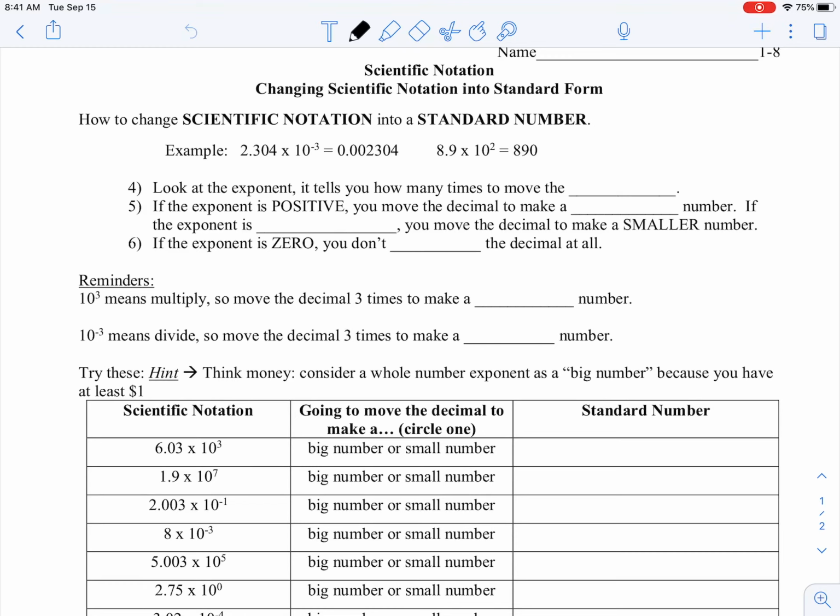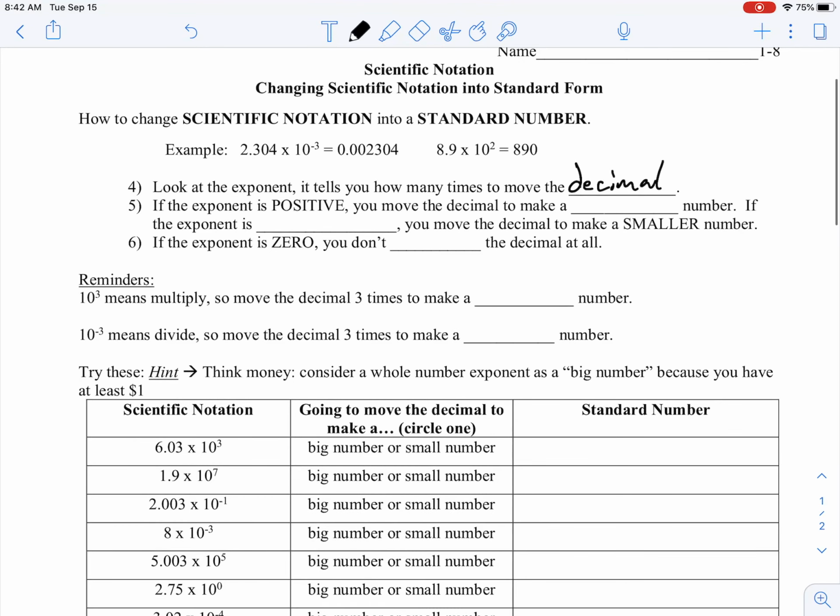So when we are looking at these, we always want to be sure we're checking out our exponent for changing numbers from scientific notation to standard notation. So we look at the exponent because that's going to tell us how many times we move our decimal. So if the exponent is positive for our power of 10, we're going to move the decimal to make a whole number. And then I just want to point in here too that if it's positive, we're moving our decimal to the right to make that whole number.